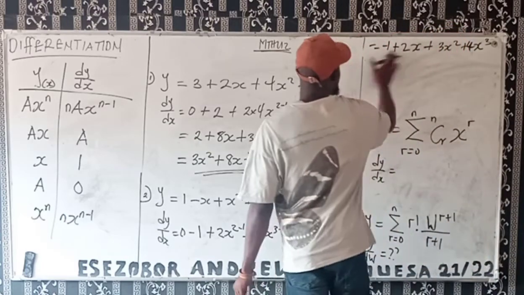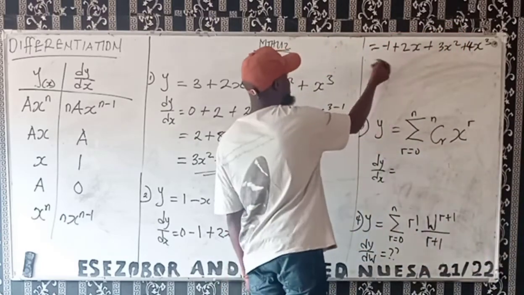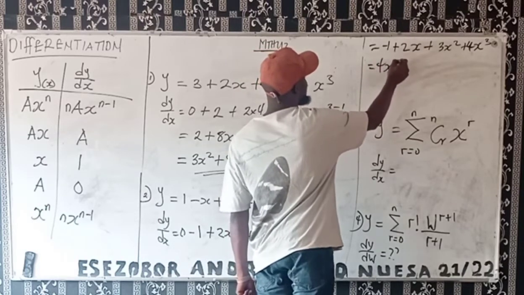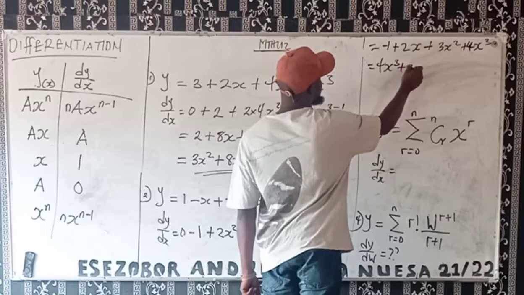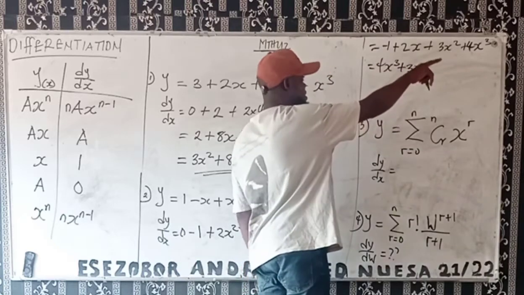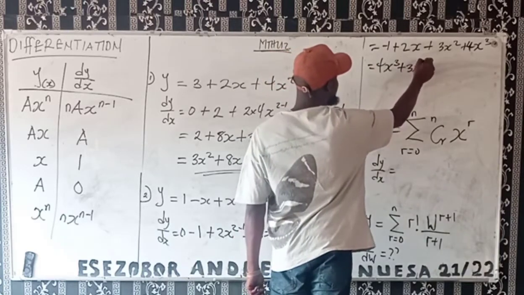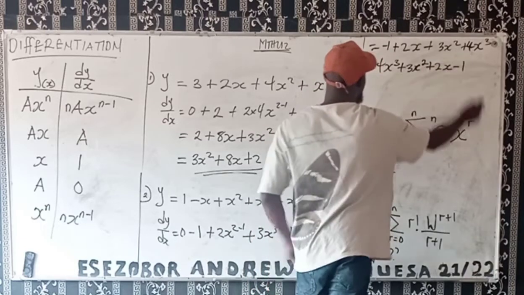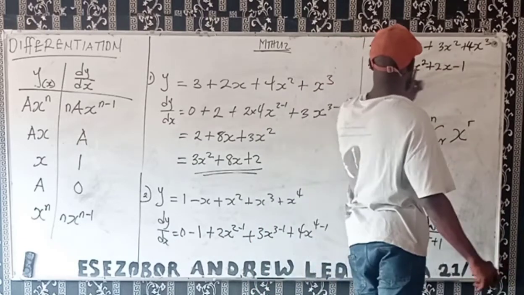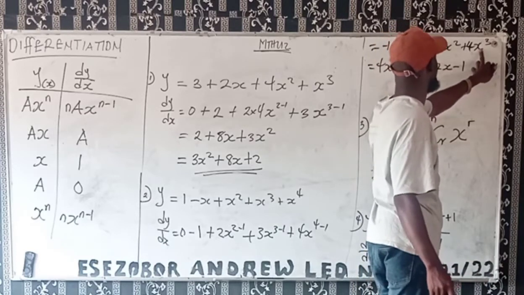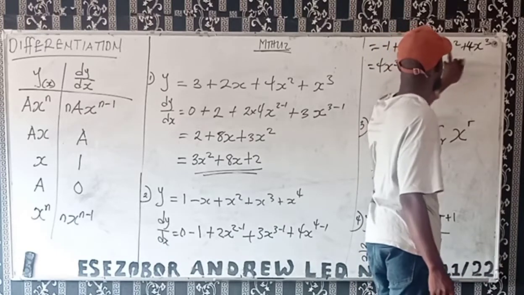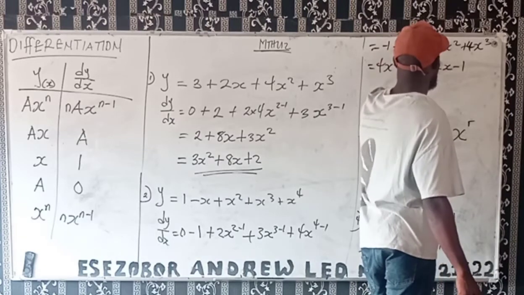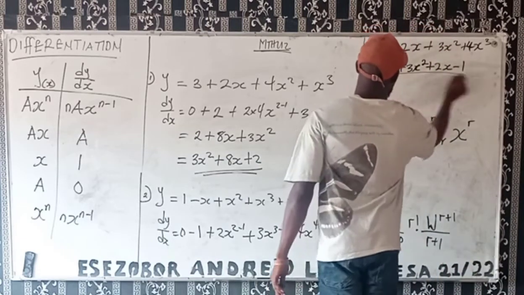You can leave it this way, but you can also rearrange it in descending power of x. That will be 4x cubed plus 3x squared plus 2x minus 1. So that's the answer this way.